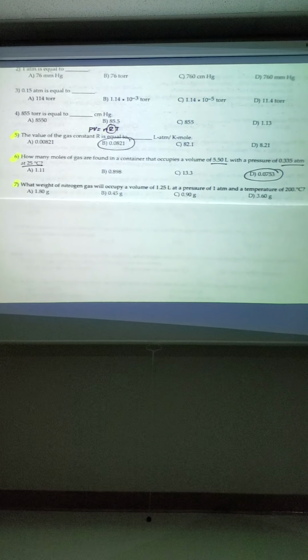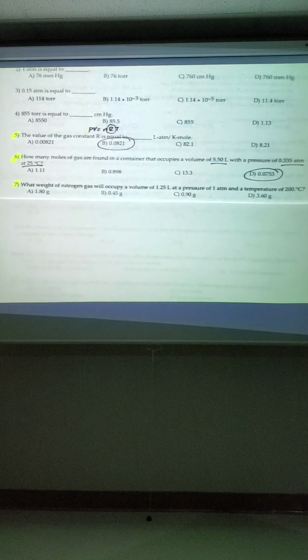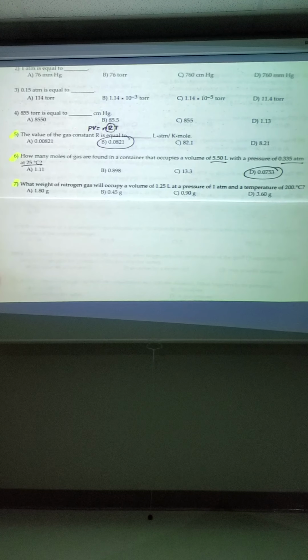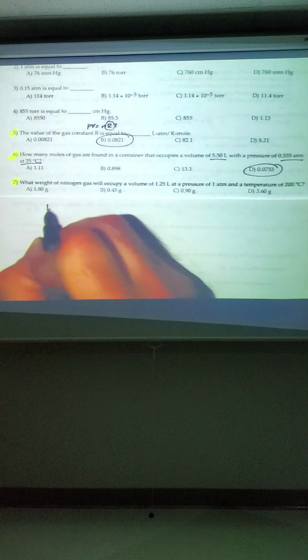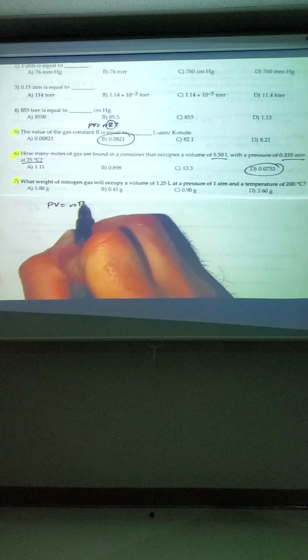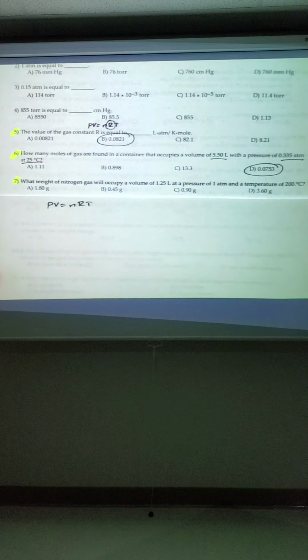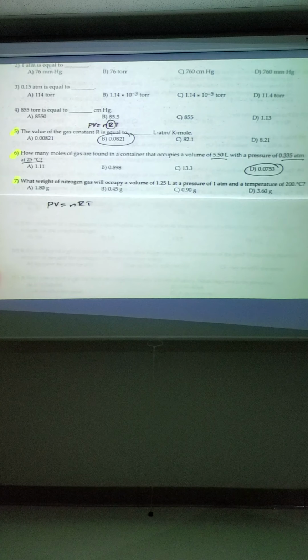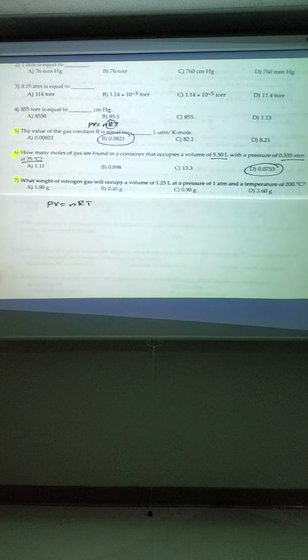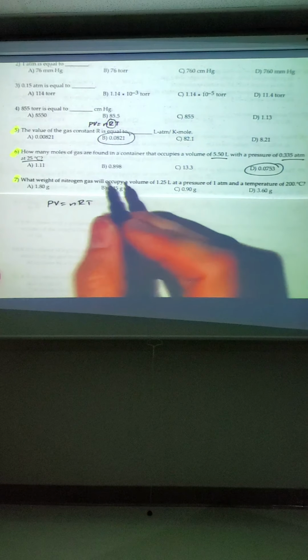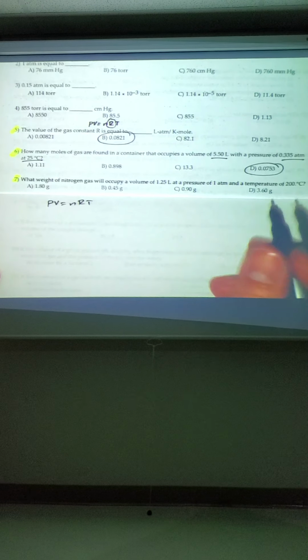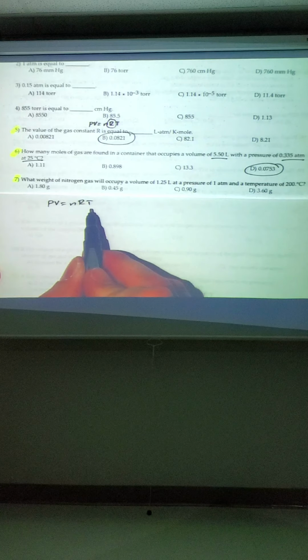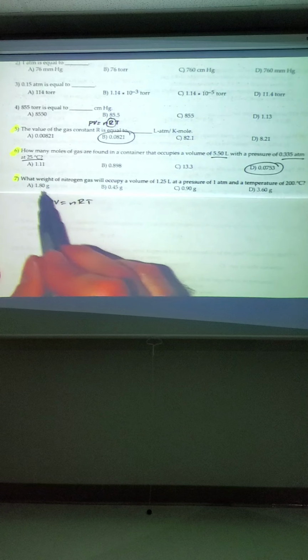Number 7, exactly the same, but with an extra step. So they want the weight of nitrogen gas. In order to get that, we need moles, which is what we just did. The reason I chose these problems is because it's very similar to one of the final exam questions where you solve for n only. So one of the final exam problems is just like number 6. Number 7 is just like 6, but it has that extra step, which the final exam problem will not have on it. So PV equals nRT, and I believe this is 52 in the final exam.